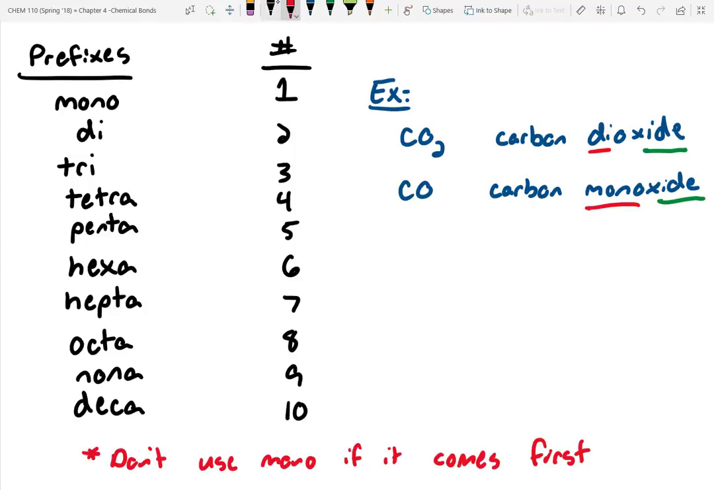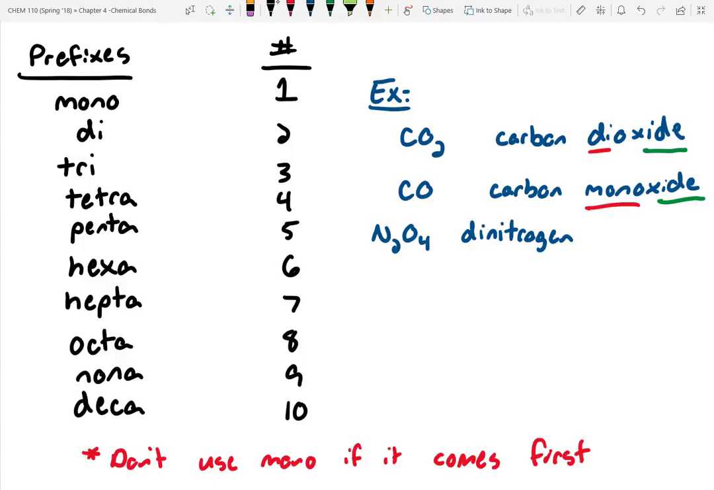All right, let's try a harder one. Let's try N2O4. What would this be called? Got two nitrogens, so it'd be dinitrogen. You don't need the IDE suffix for the first one. So dinitrogen indicates that you've got two of them.